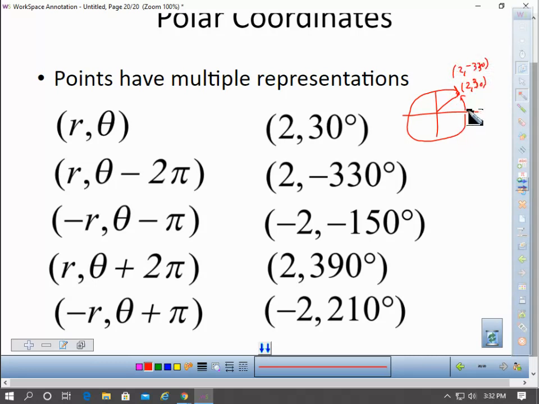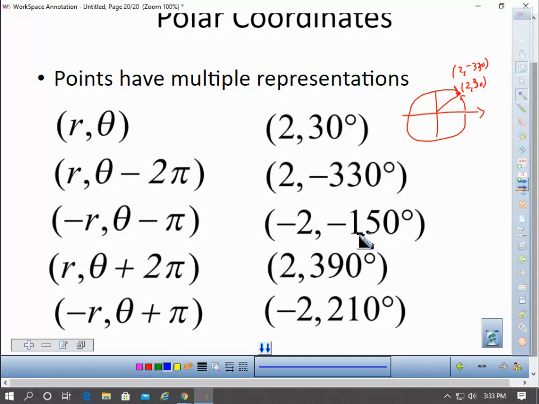All right, so I would start here at the positive x-axis. I would go negative 330 degrees around, and then I would go a distance of 2 units out from the origin. So that point has those two same representations.